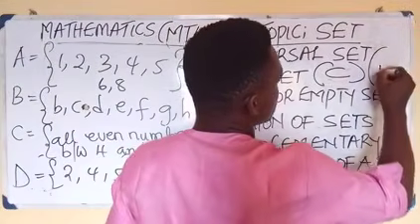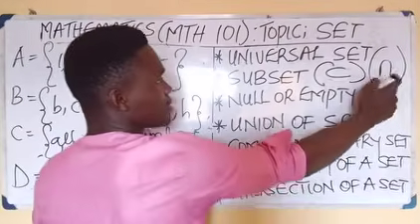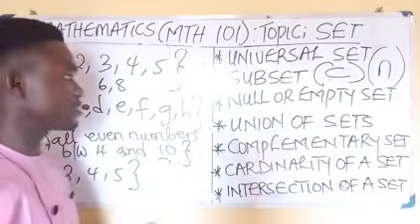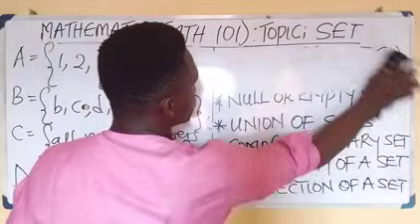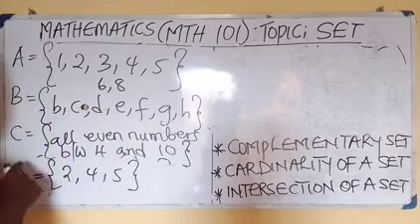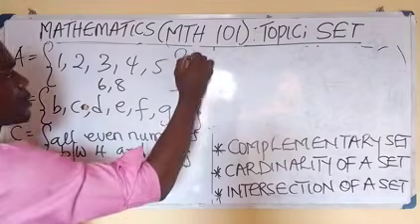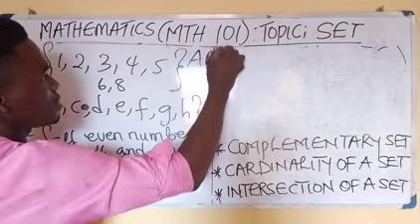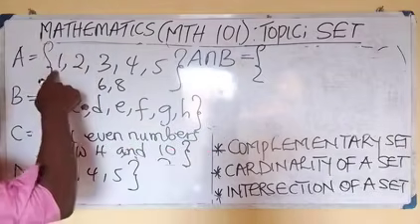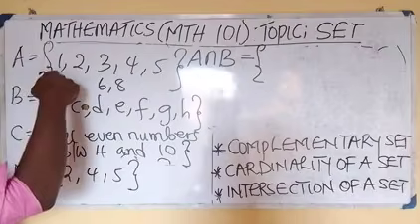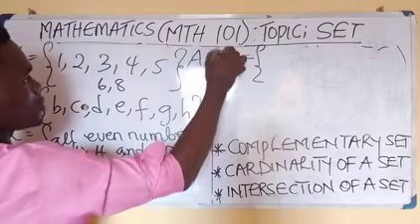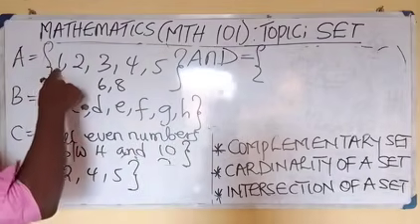When you see this sign in set, it means intersection of sets. Let me rub off this one. Now from what I have, set A, set B, set C, and set D. If you are asked to look for the intersection of set A and B, what do you do? One is common. Okay, we cannot use B in this case. Let's use D.